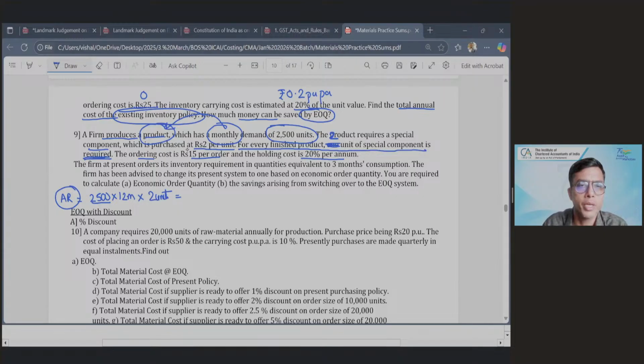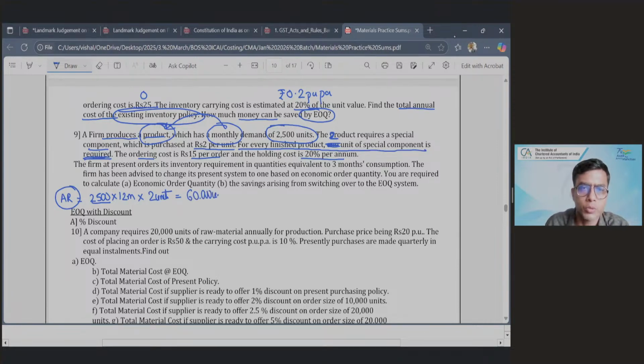Okay, Riddhi has already given me EOQ. But before that, students, I hope you all understood that my answer here is 60,000 units, which is my annual requirement. So see, these are the small tweaking points in every question. You should be able to decode this correctly to get a proper thorough answer, right? Now my cost per order is 15 and my carrying cost is 20% of 2. So it is 0.4.